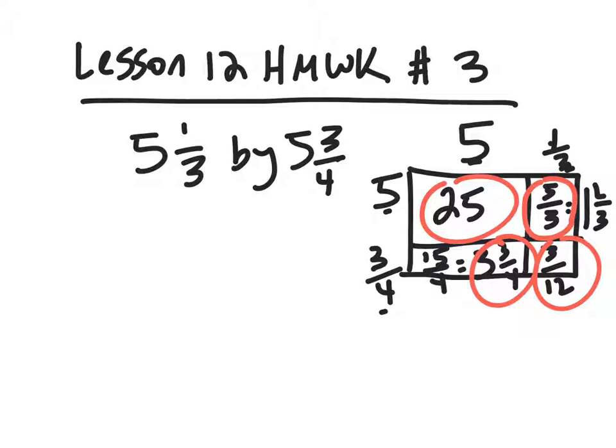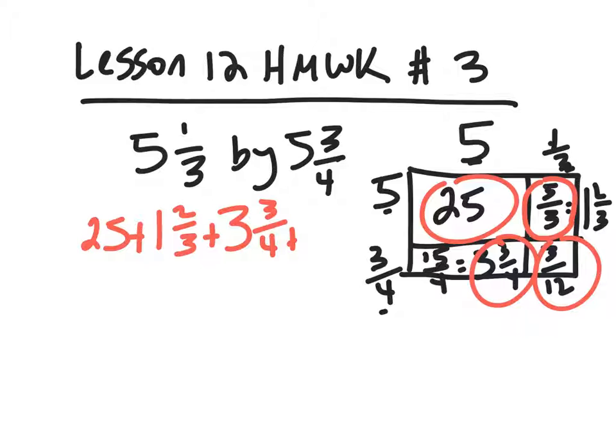So basically, I have 25 plus 1 2/3 plus 3 3/4 plus 3/12. So I have to add all those together to find out the area of the tarp.